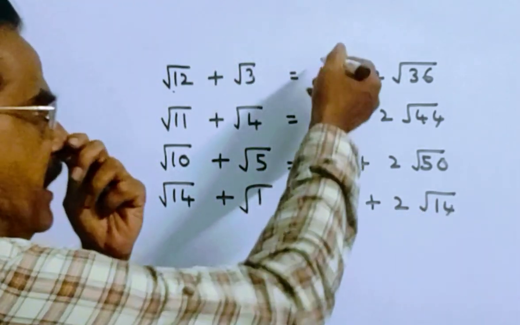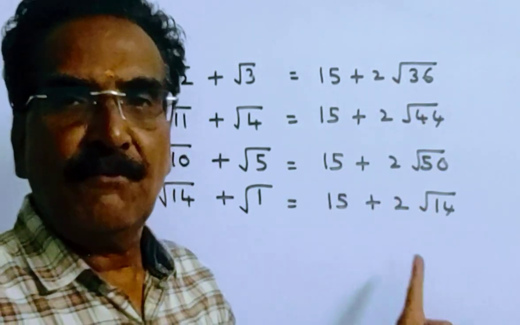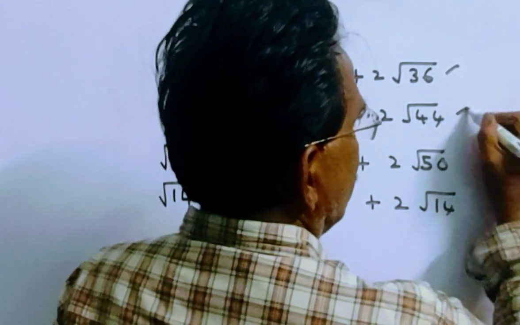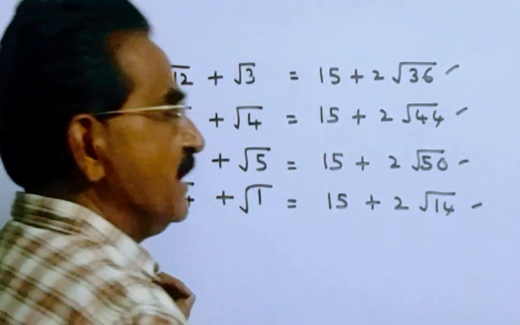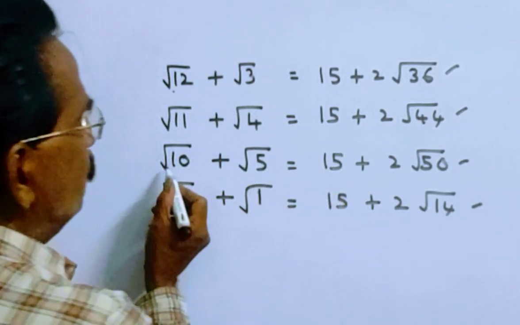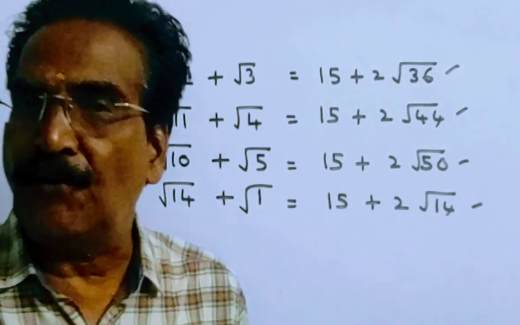So friends, here 15 is common in all the four numbers and 2 is also common in all the four numbers. So after that, if you look at these four, root 50 is the highest. So root 10 plus root 5 is the largest among these four numbers, friends.